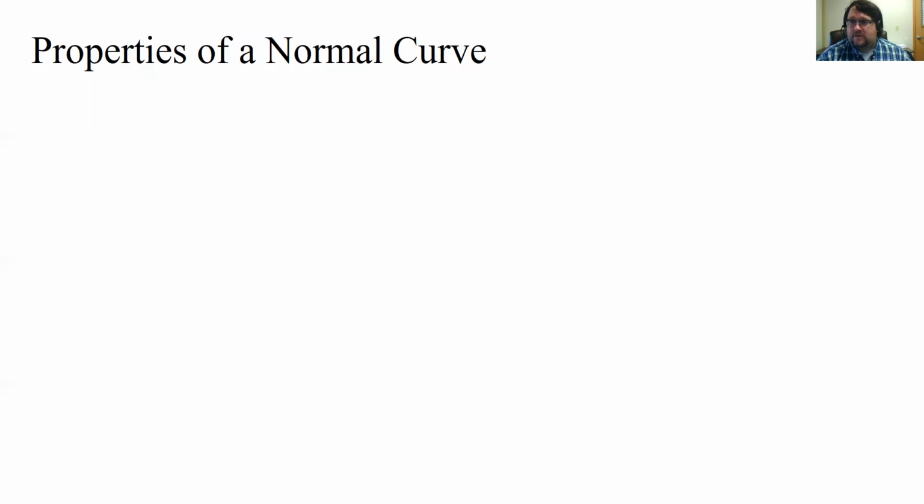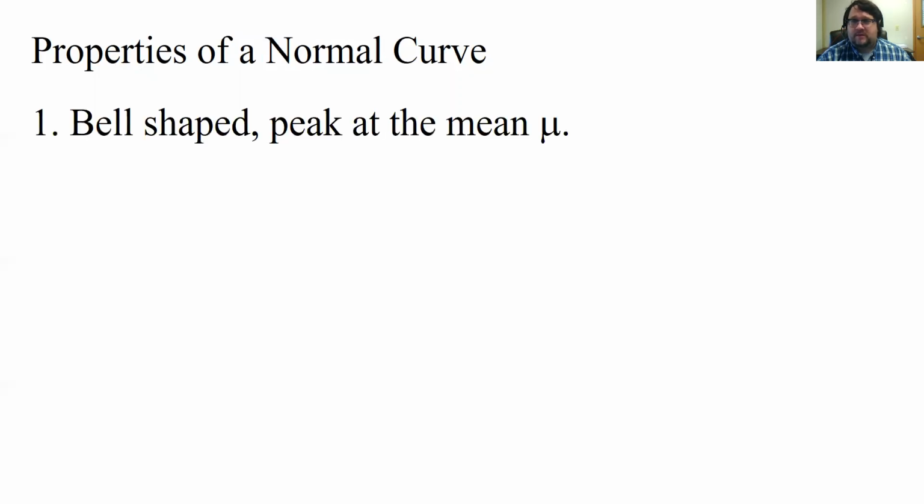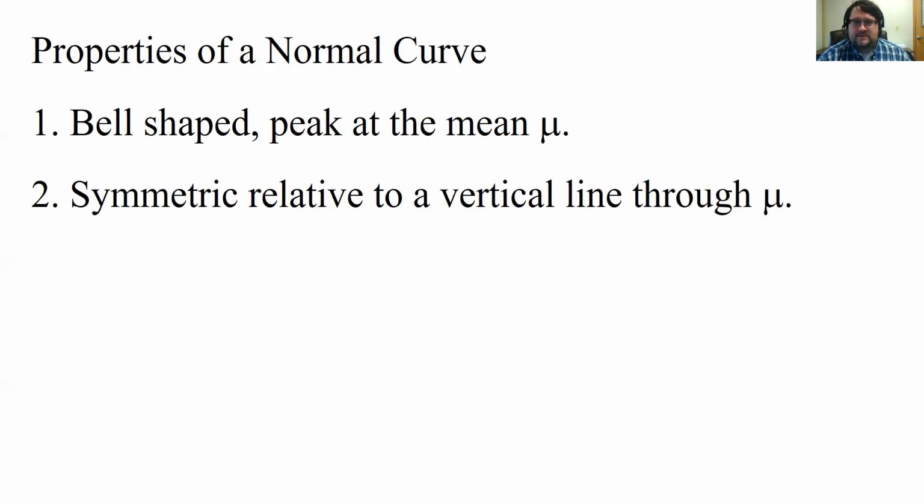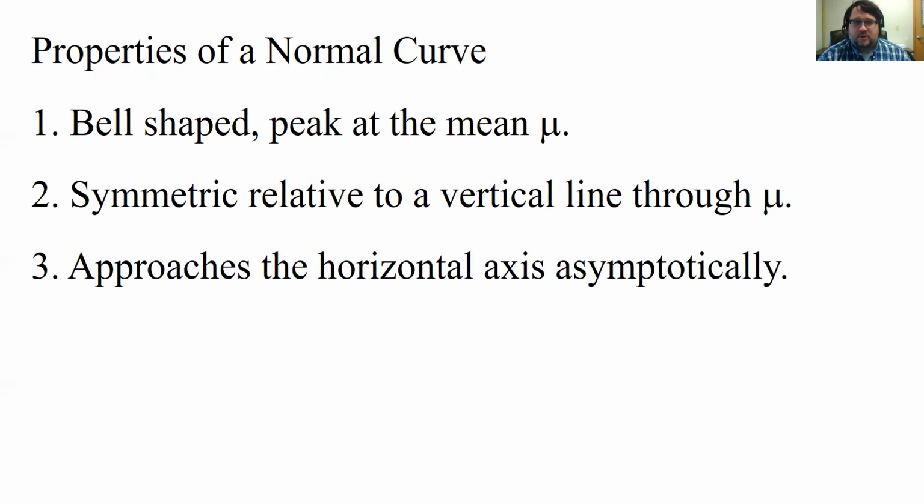Okay, so that's called a normal curve, and here are some features of it. It's bell-shaped with the peak at the mean. It's symmetric about a vertical line through the mean. It approaches the horizontal axis asymptotically, which means, like an asymptote you would have learned in college algebra, the curve keeps getting closer and closer to that line, but theoretically never touches it.